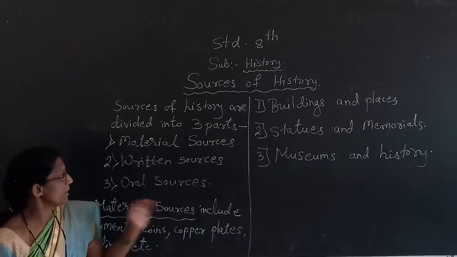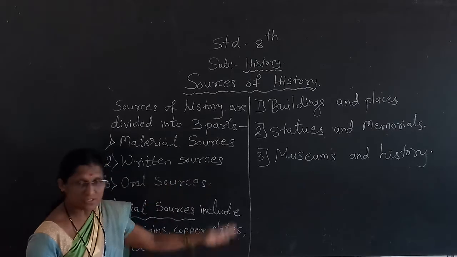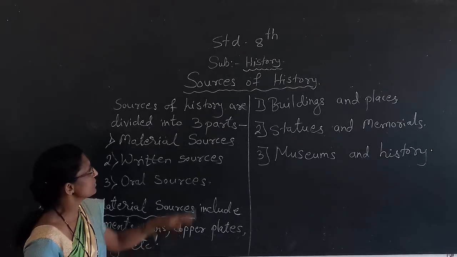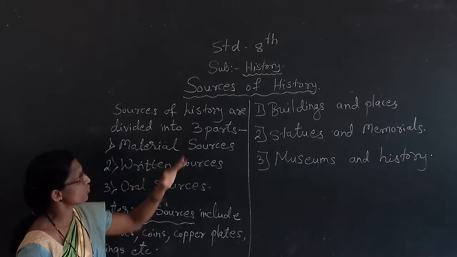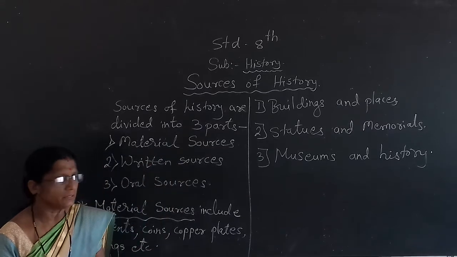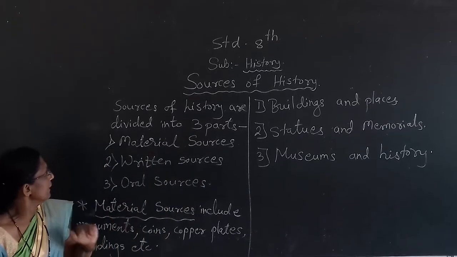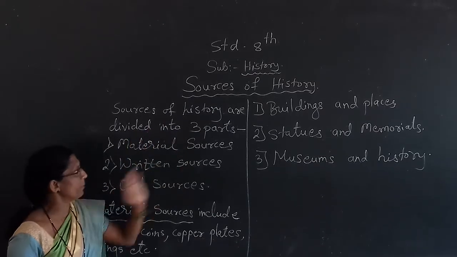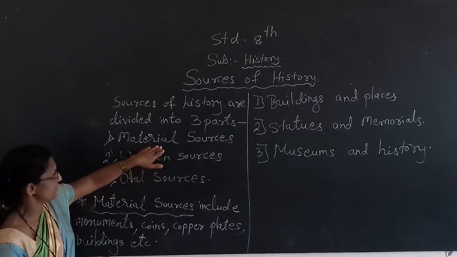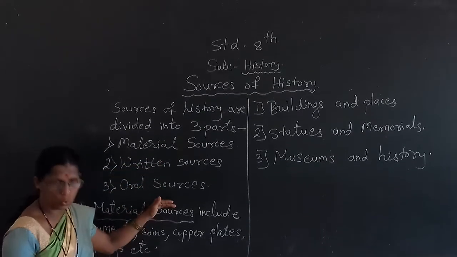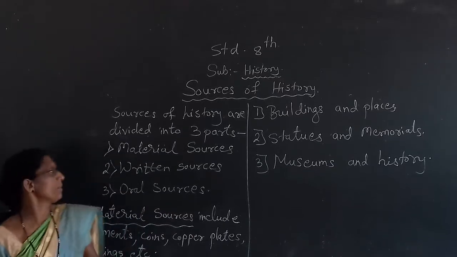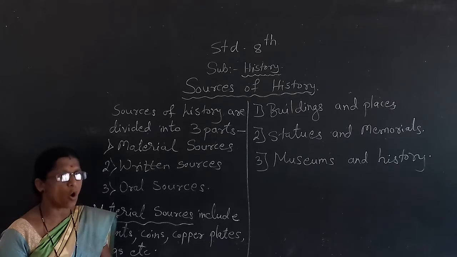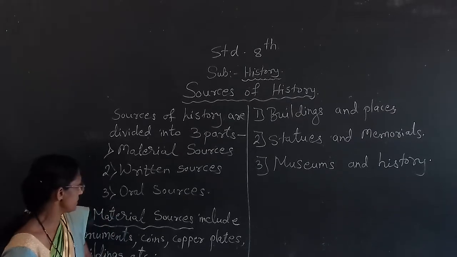So see, the same chapter was there in the 7th standard also, which was also the first chapter, and again this year we are going to see the same chapter, sources of history, which is the first chapter of our syllabus. Now again, as a part of revision, sources of history are divided into 3 parts. Which are they? Material sources, written sources, and oral sources. Now, can you give me some examples related to material sources? Yes, they are coins, copper plates, buildings, etc.